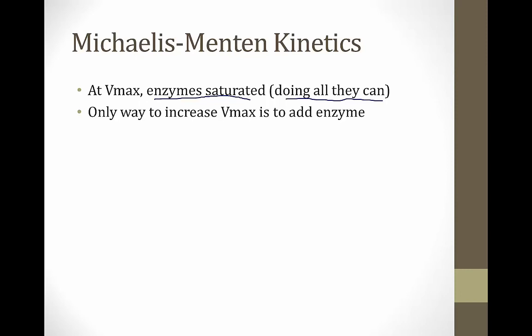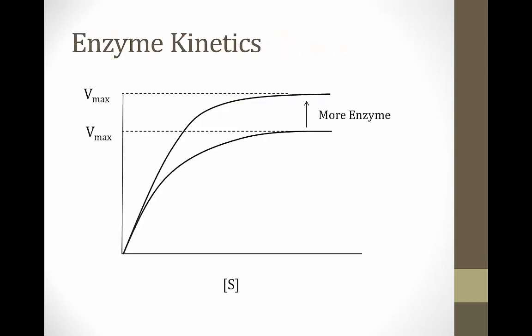This means that the only way to increase the velocity beyond Vmax is to add enzyme. And I've illustrated that on this slide here. So the lower curve is system 1, and it's got a fixed amount of enzyme, and it gets maxed out here at Vmax. The only way to go higher and get above Vmax is to add more enzyme to the system so you can convert more substrate into product.